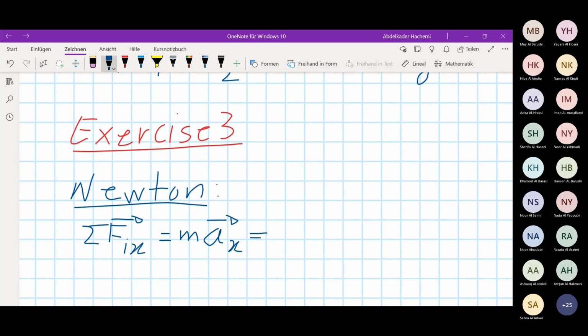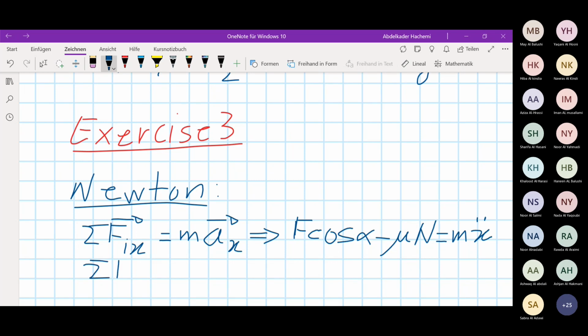Then if we look here, we have the force F cosine alpha minus mu N, which is the friction force, equal to the mass multiplied by x dot dot.